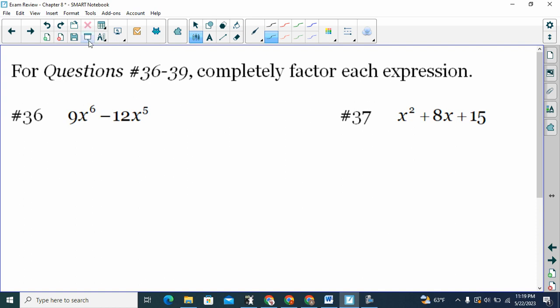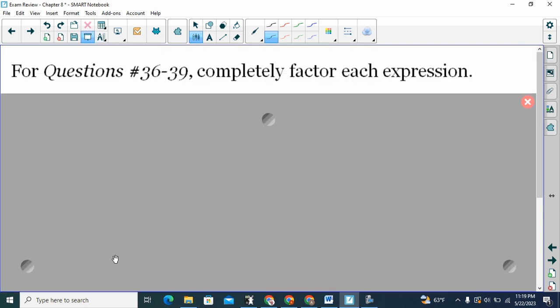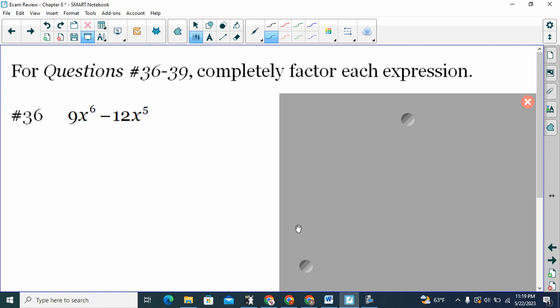Numbers 36 through 39, we are asked to completely factor each expression. We had a few different ways we learned how to factor. No matter which way we're doing it, we always start by looking for a common factor. So 9 and 12, we can divide those both by 3. And x to the 6th and x to the 5th, we can always divide by whatever the smaller exponent is, which in this case is x to the fifth. That is the greatest common factor. 3x to the fifth.